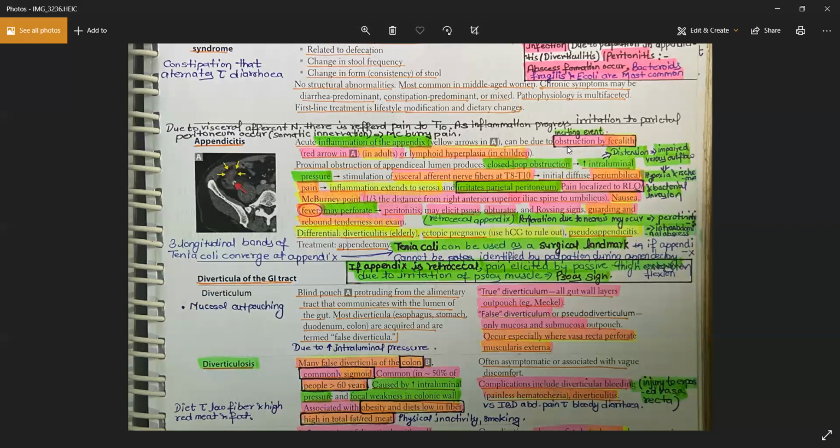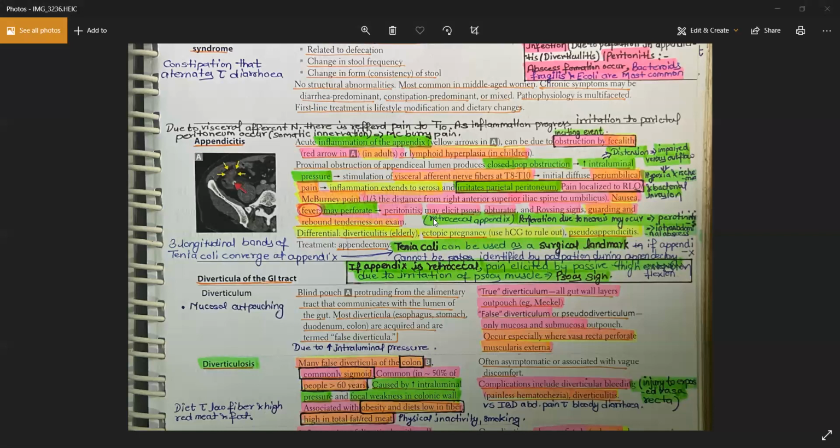before the obstruction, the pressure will be increased, the intraluminal pressure will be increased. As a result, the blood supply to that structure will be compromised. Ischemia happens, hypoxia happens, and that can lead to inflammation. And the bacteria which are present in the appendix before the obstruction, the proliferation of these bacteria will happen, and they further promote the inflammation. So because of this obstruction mainly by the fecalith, you can have inflammation of the appendix. Why? Because of the compromise in the blood supply.